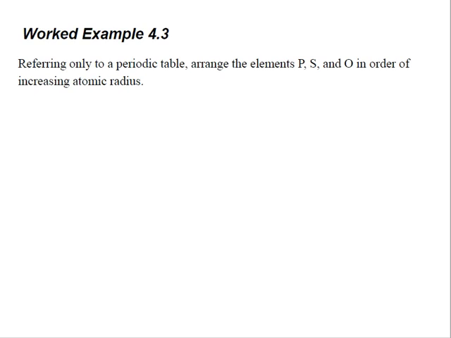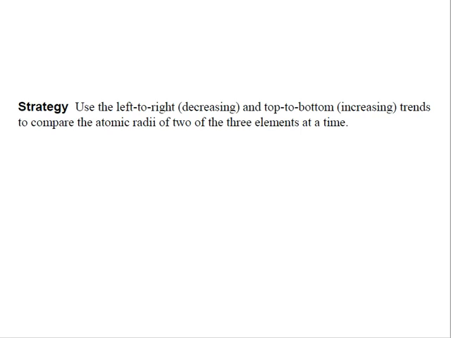It says, referring only to a periodic table, arrange the elements phosphorus, sulfur, and oxygen in order of increasing atomic radius. Our strategy here is to know the trends of atomic radius. You probably read in the book that radius, and I'll start with, even if it's not listed here, the easiest one to remember is as you go down, it gets bigger because you're getting new rows of electrons, new energy levels. However, as you go from left to right, it gets smaller.